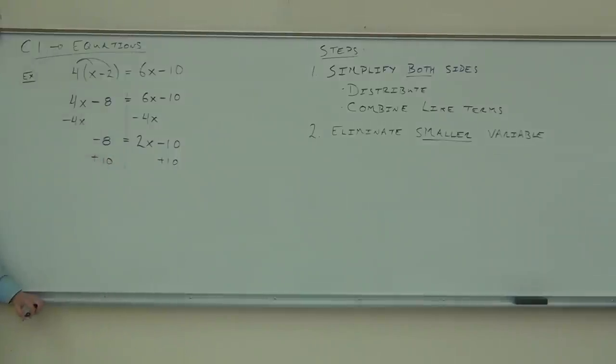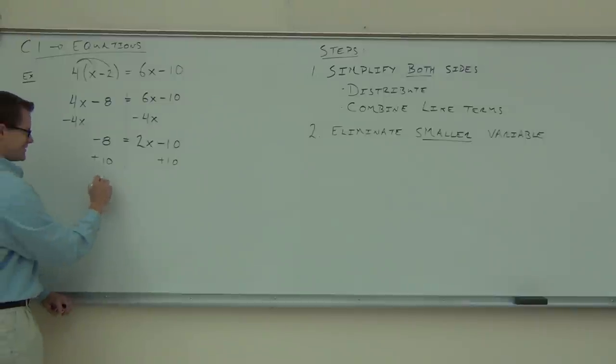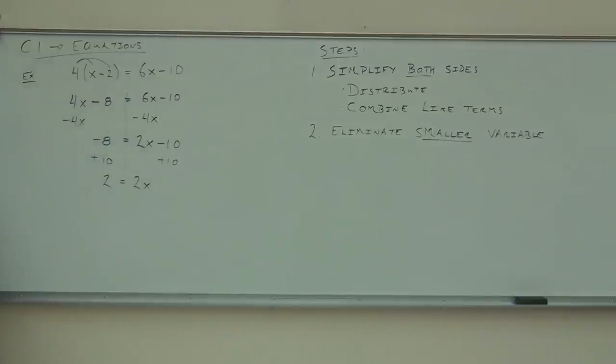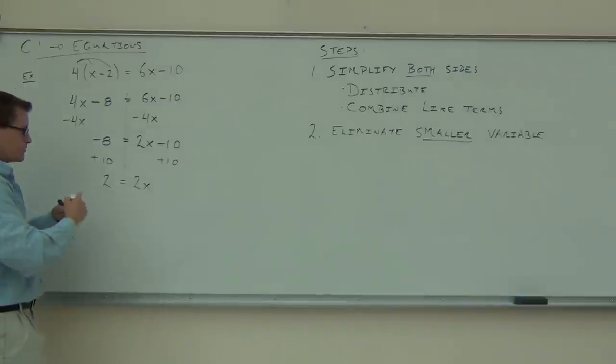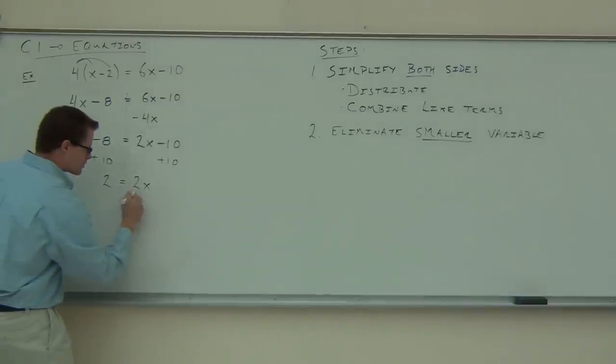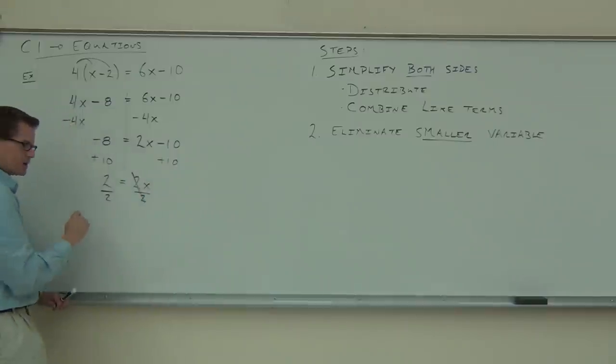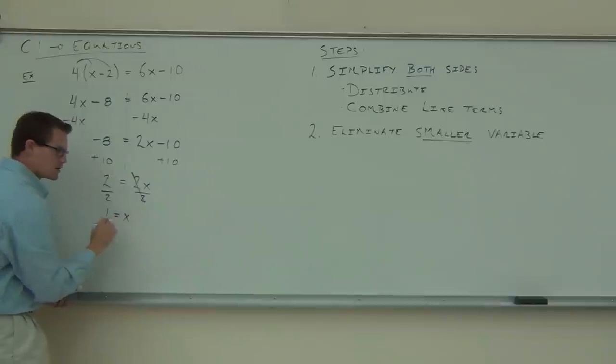So left-hand side, everybody, what do we get? 2. That wasn't everybody, but I'll take it. 2x. Yeah, the minus 10 and the 10s are gone. Last step, what are we going to do to get the x by itself? Typically, that's the last step all the time when we're solving equations, is we're going to divide. So when you divide by 2, what do we get? 1.